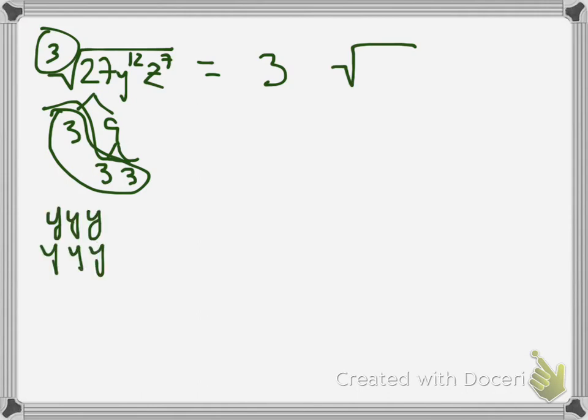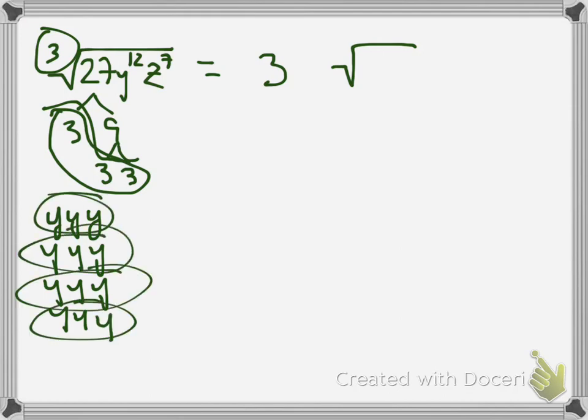Now I'm going to start putting my 12 y's together, but I'm going to write them in groups of 3s. So according to this, I have 4 groups of y's that are in groups of 3. So that means I would have on the outside y to the 4th. See, the number of groups you have is what would be on the outside for the exponent.